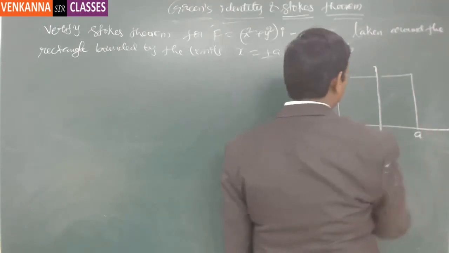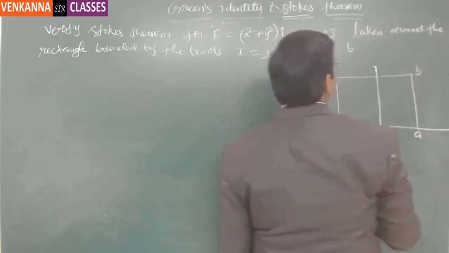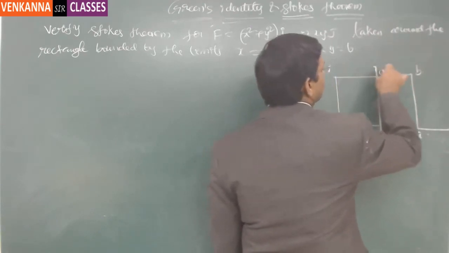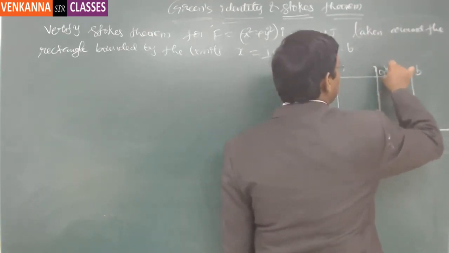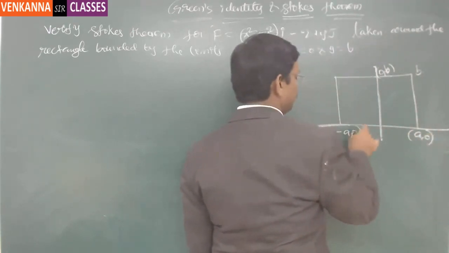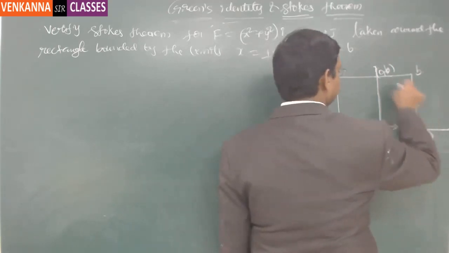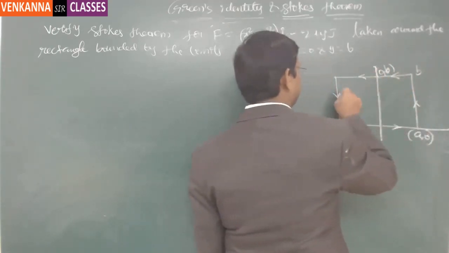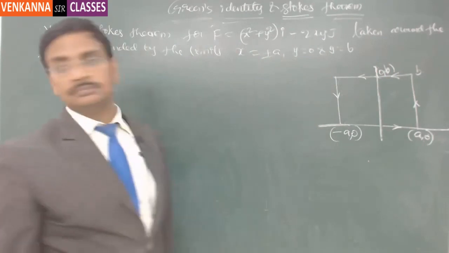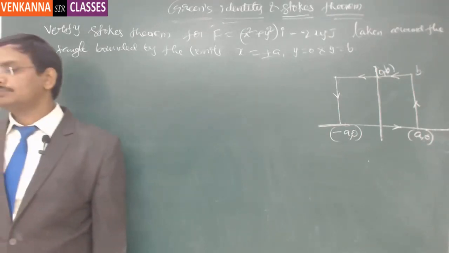So this is plus a, this is minus a, this is 0 and this is b. So this point is 0 comma b, this point is a comma 0, and this point is minus a comma 0. So this is a closed contour. For this closed contour, can you verify the Stokes theorem? Anybody got it?